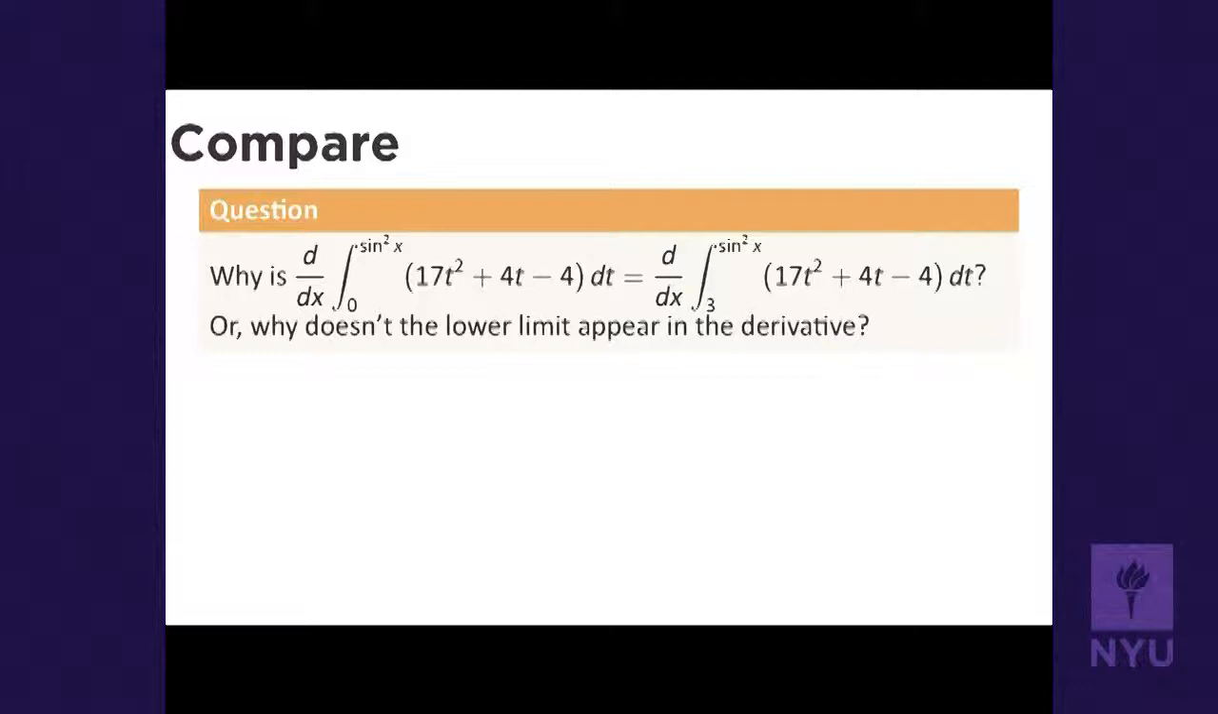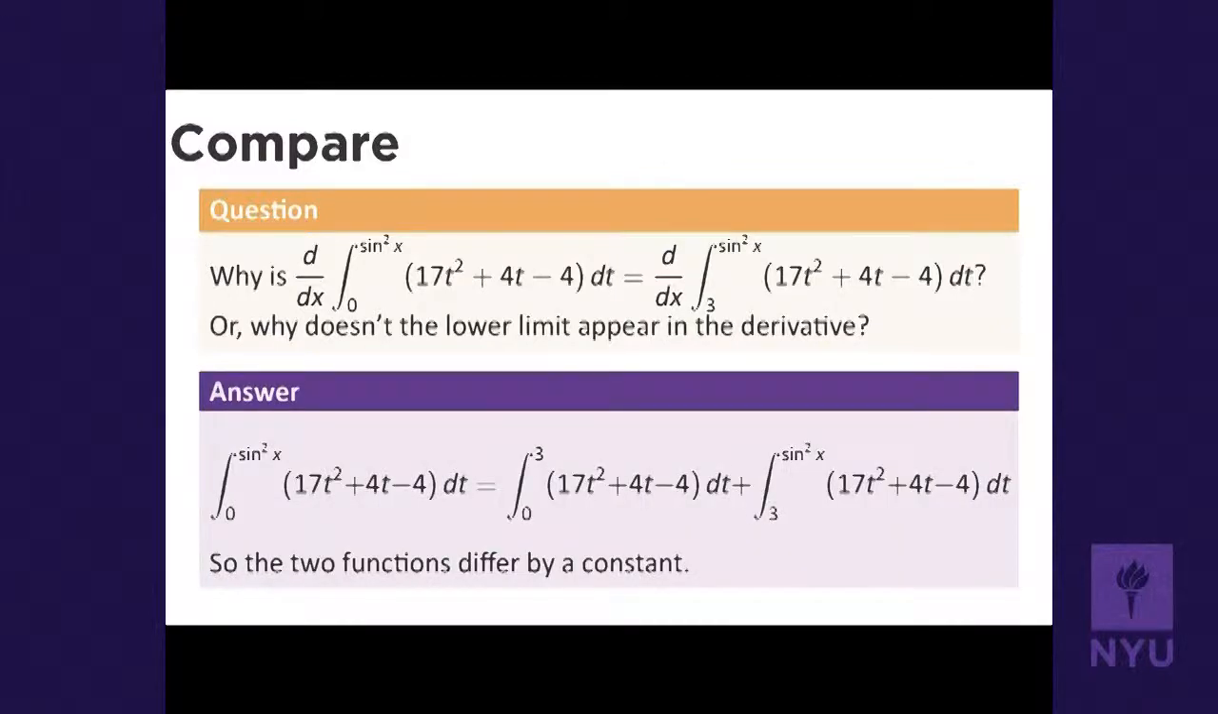The integral from a to c plus the integral from b to c is the integral from a to b. And so subtracting these two integrals gives you the integral from 0 to 3. Now, what is the derivative of the integral from 0 to 3 of all this stuff? Well, that's just a number, and the derivative of a constant number is 0, right? So these two functions, the integral from 0 to sine squared x and the integral from 3 to sine squared x, they differ by a constant, and so, of course, they have the same derivative. The difference between those two functions is a constant, so their derivatives are the same.